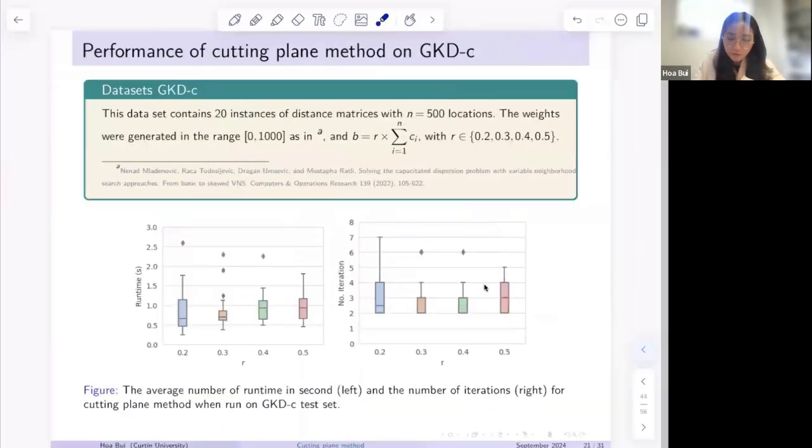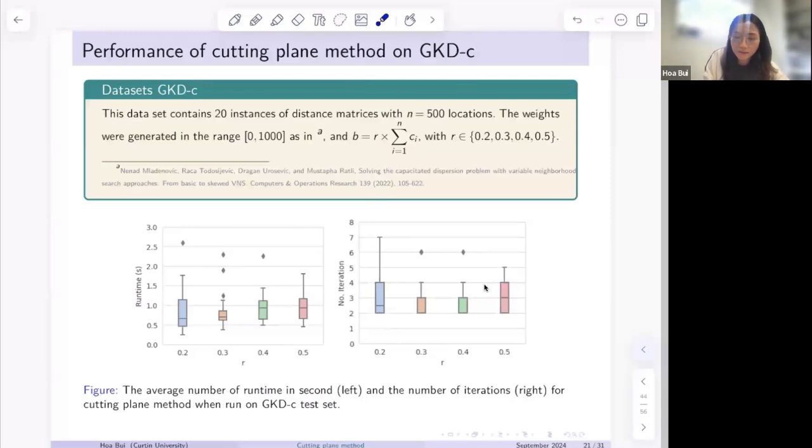So let's first see the performance of the cutting plane methods. All of the instances with the dimension with 500 locations are used, and then we generate weight for the capacity constraint, the standard test for this problem. As you can see here, the runtime on average is less than 1 second. The number of cuts required is less than 5 iterations, meaning that each cut is very, very strong.